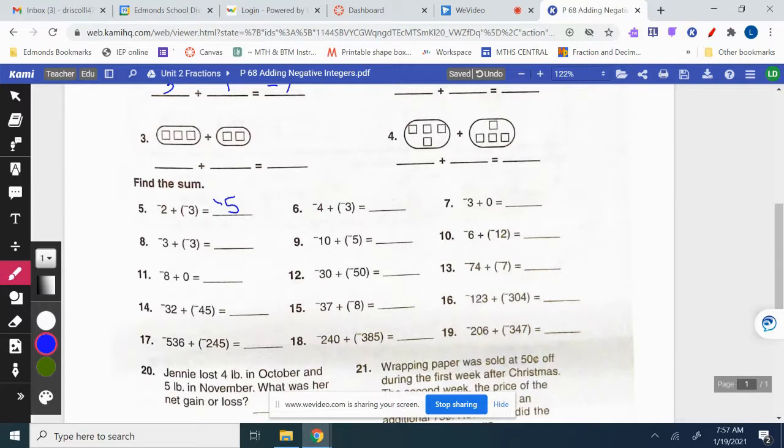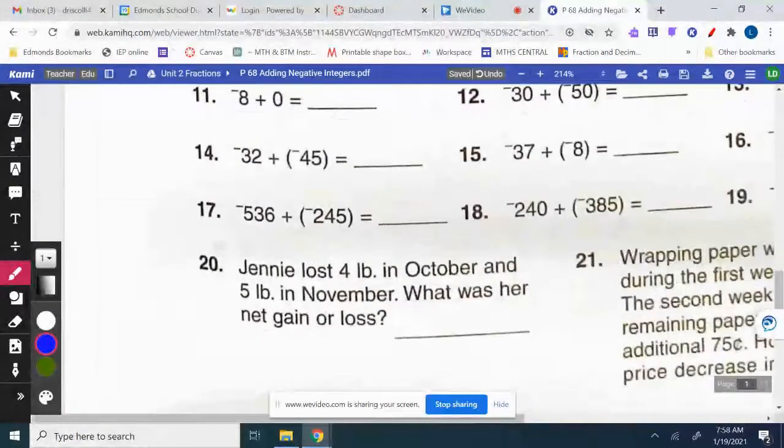So let's do number 17. I like to stack my numbers, and I'm going to go 536 plus 245. They're both negative. So 6 plus 5 is 11, carry the 1. 3 plus 4 is 7, plus 1 is 8. 5 plus 2 is 7, and I keep my sign: -781.